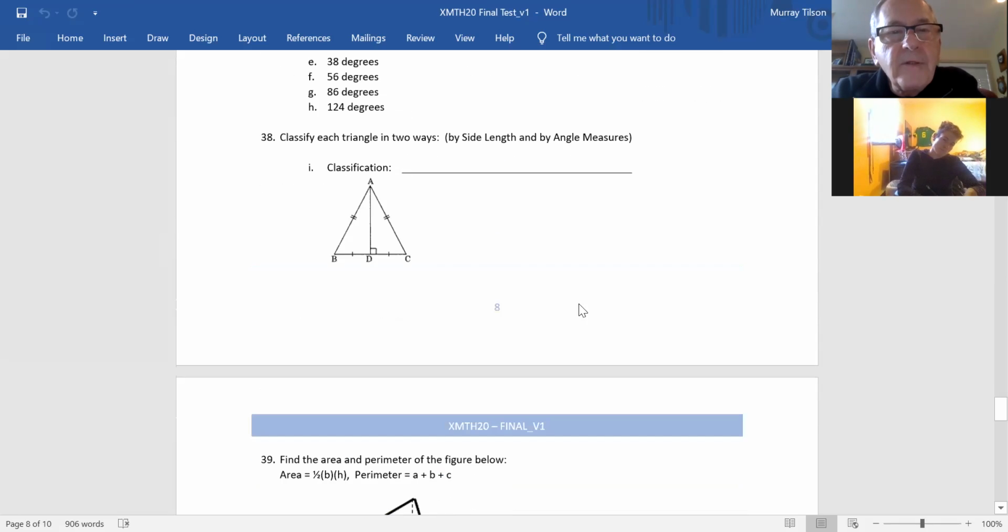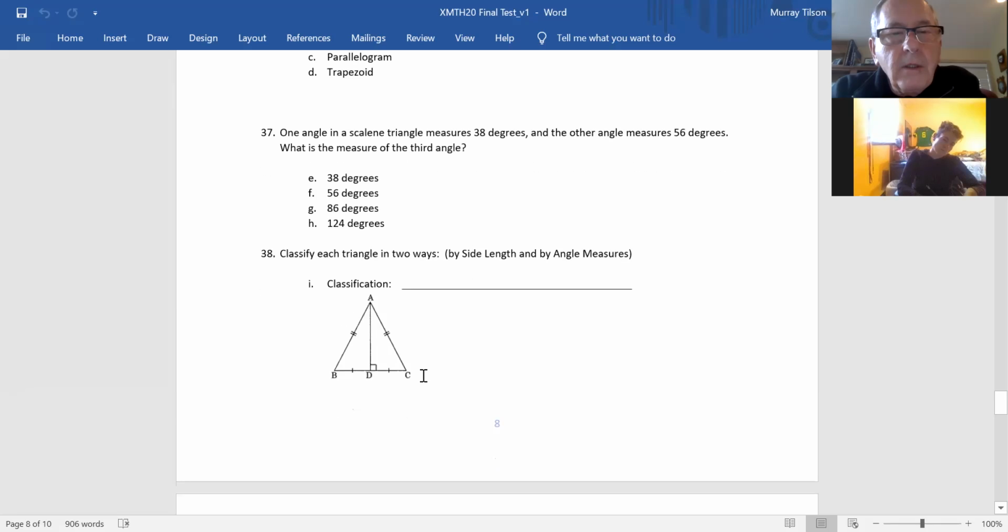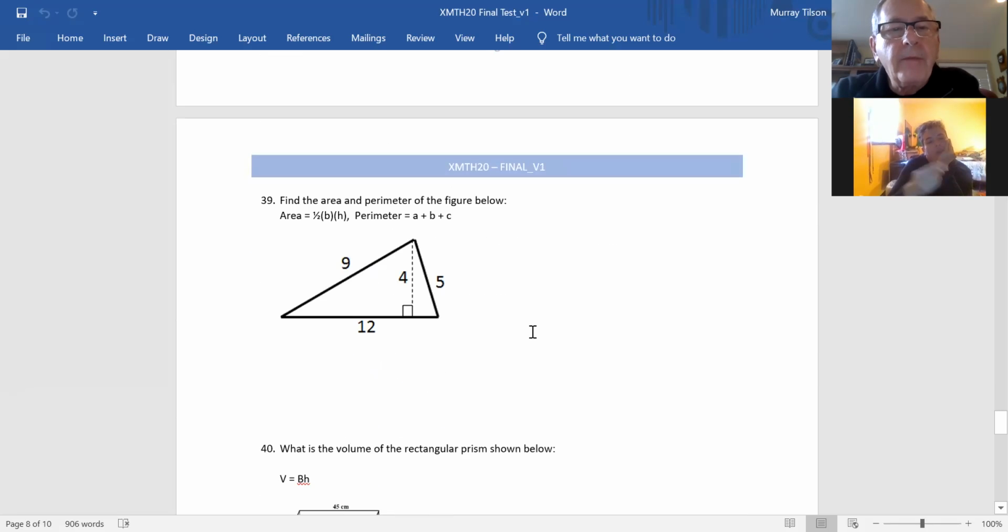If it's isosceles like this, where two sides are equal, it means that these angles are equal. You don't know by what angle, but you know that they're equal.